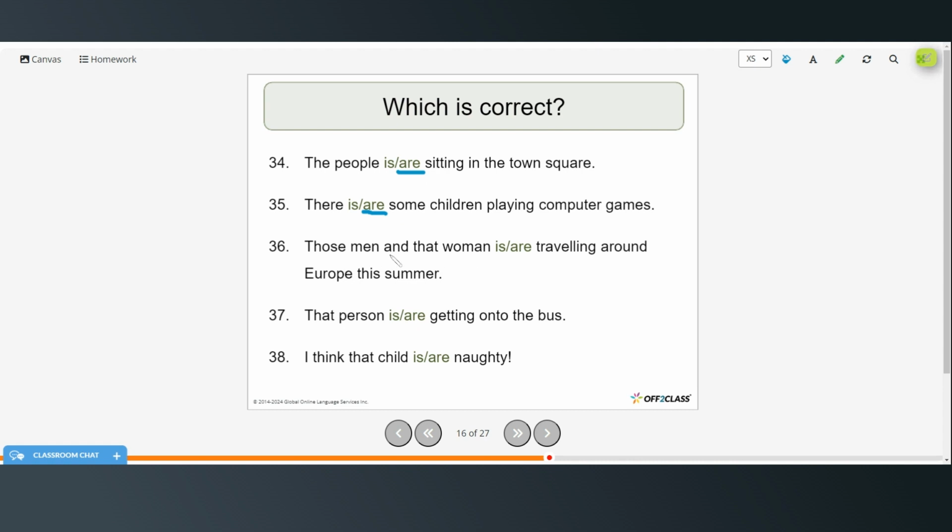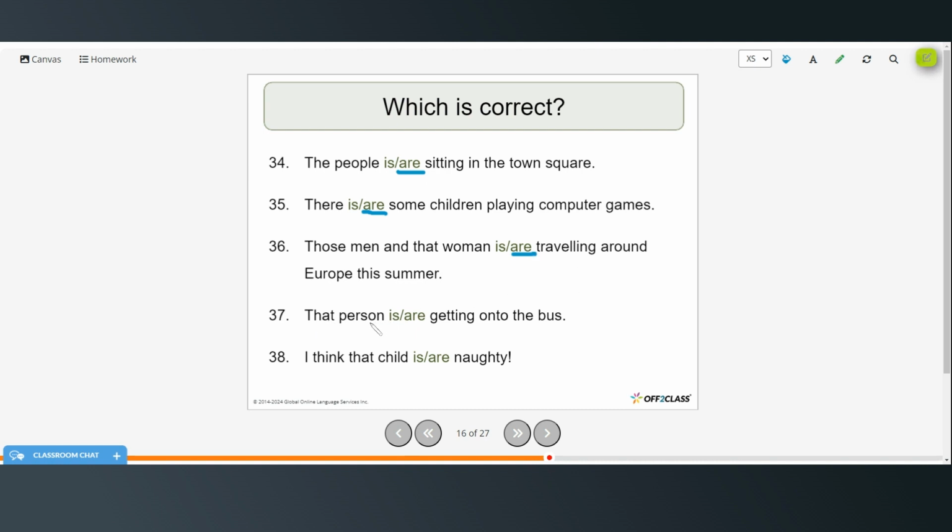Those men and that woman are traveling around Europe. So now we have 3 people, or at least 3 people. We have plural men plus 1 woman, but together it's more than one. So you could replace this with the pronoun they. So that's why we would use are, like they are traveling around Europe this summer.